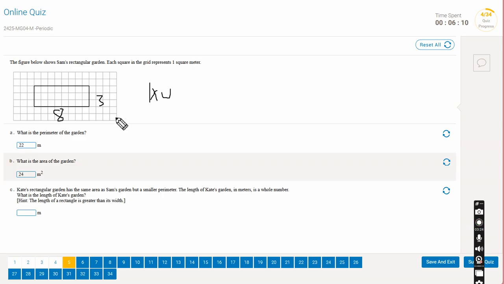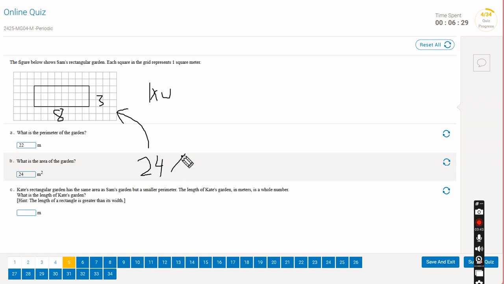The next one: Keith's rectangular garden has the same area as Sam's garden, but a smaller perimeter. So what is here? They're giving us a hint that the area is the same. So what does that mean? It will be 24 in this shape, and it's going to be 24 for Keith's rectangular garden. But it's a smaller perimeter. So let's focus on what's given to us and what's easy for us. That will be the area of the garden, which is the same, so 24.